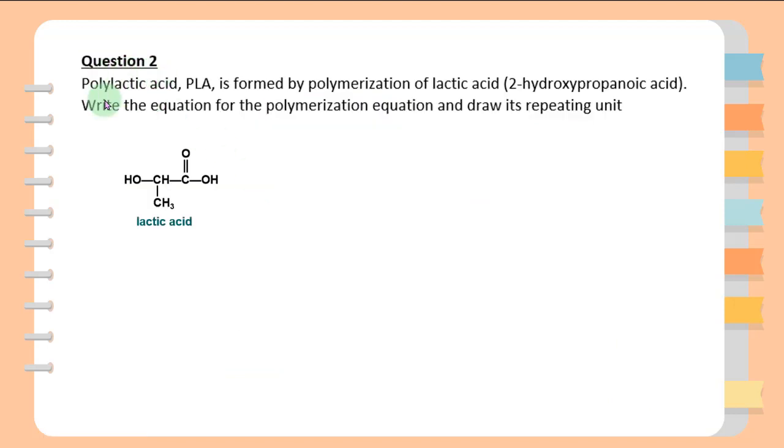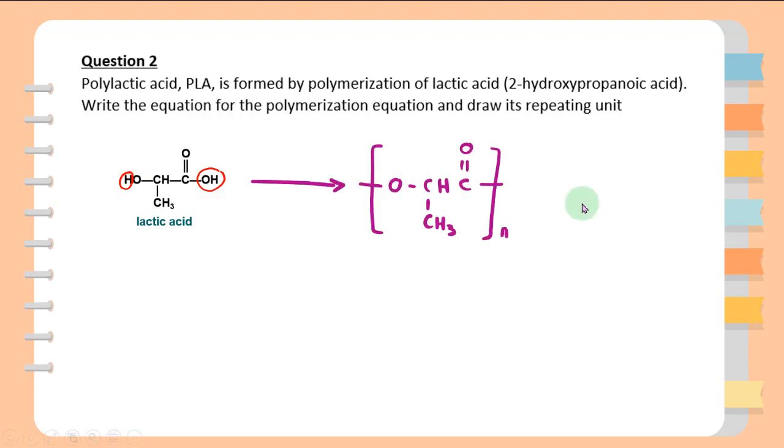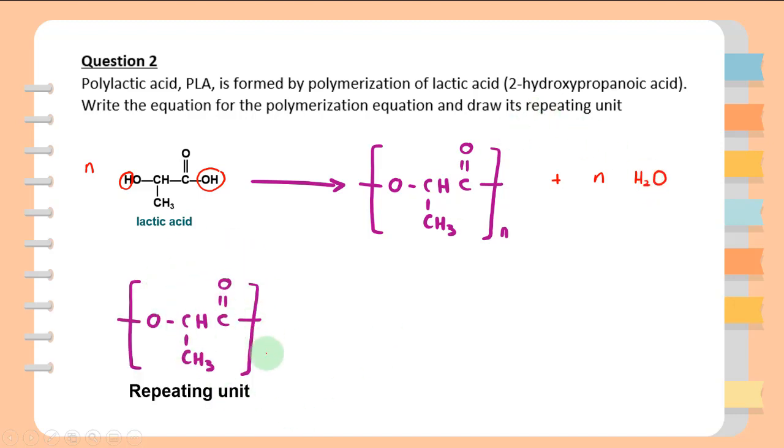For example question number 2, polylactic acid, PLA, is formed by polymerization of 2-hydroxypropanoic acid. Write an equation for the polymerization and draw its repeating unit. So this is lactic acid, and over here you can see a COOH functional group, and here you have a hydroxy functional group. From the COOH side, the carboxylic acid, you take out the OH, and from the alcohol side, you take out the hydrogen. So now you have a side product H2O. After removing the H2O, there are N molecules of H2O. Remember, if you want to write an equation, there is an N in front of this monomer. N molecules of monomer undergo polymerization to form this polymer, in a big bracket with the N, and N molecules of H2O. For the repeating unit, it's the same as this polymer, but without the letter N.